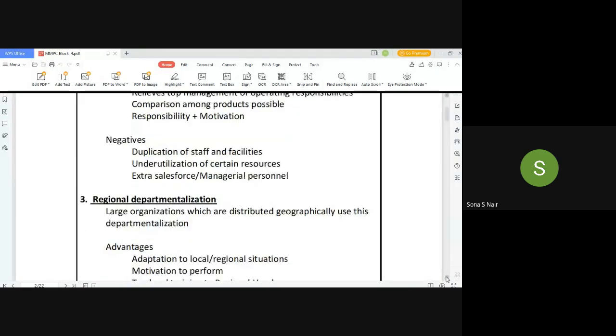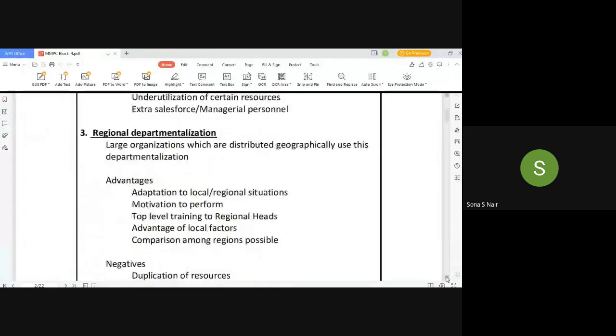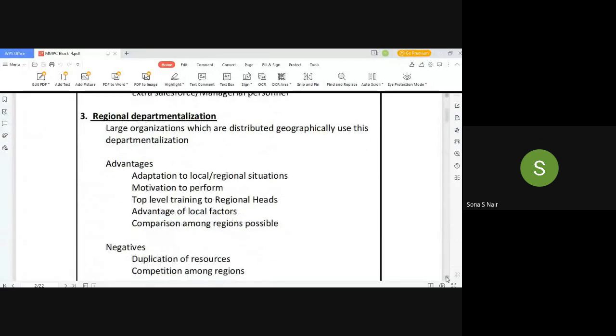When an organization is geographically distributed, regional departmentalization is used. An organization which is working in different parts of the country will have different regional offices. Why? Because they have to be closer to the customer, closer to the requirements of that place. Only then would they be in a position to cater to the needs of that region.